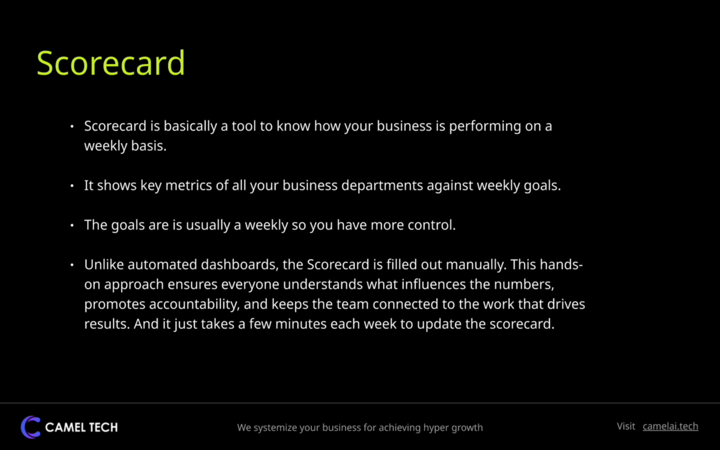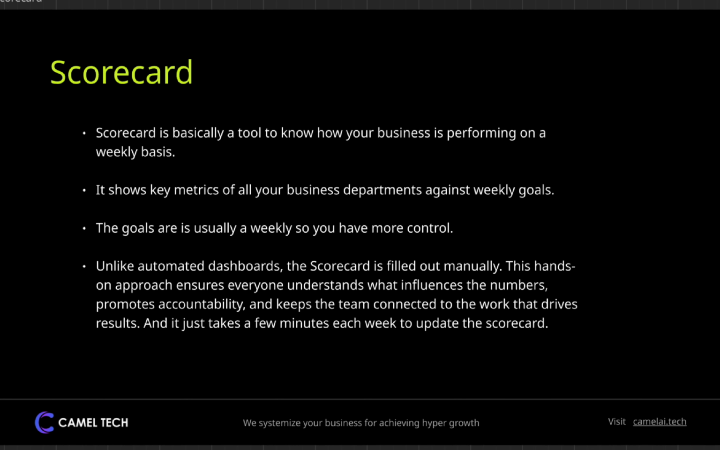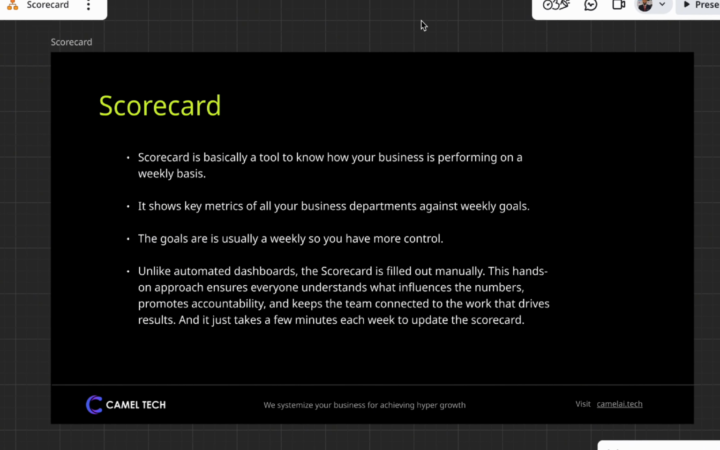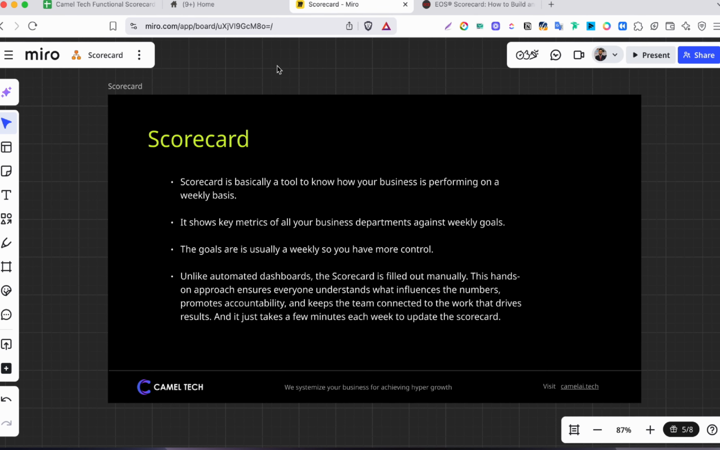Now, don't get me wrong, every department can still have its own automated dashboards. For example, marketing might track performance with Google Analytics, email dashboards, or website stats. That's great. But the scorecard is different. It's a simplified manual snapshot. Each week, team members take a few minutes to update it based on those dashboards. That way, they stay connected to the numbers and understand what's working and what's not. So that's the idea behind a scorecard.